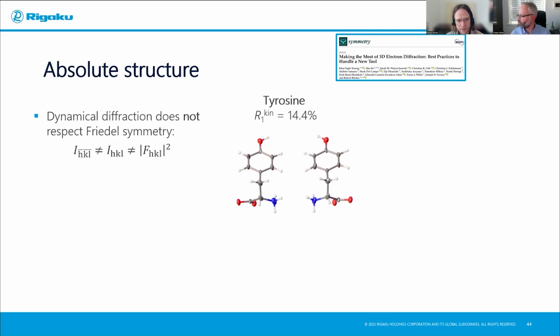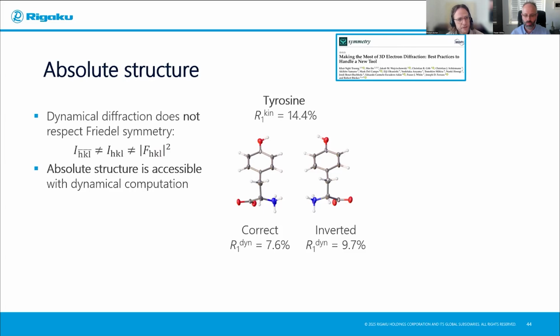If you do a kinematical refinement where you assume that all of those are equal, you have no way to distinguish those two structures from an electron diffraction dataset. But if you model it at the level of dynamical diffraction, the absolute structure is accessible, because if you refine this or that model against the experimental data, you'll get different R values. And by comparing them, you will see which one is the correct one.